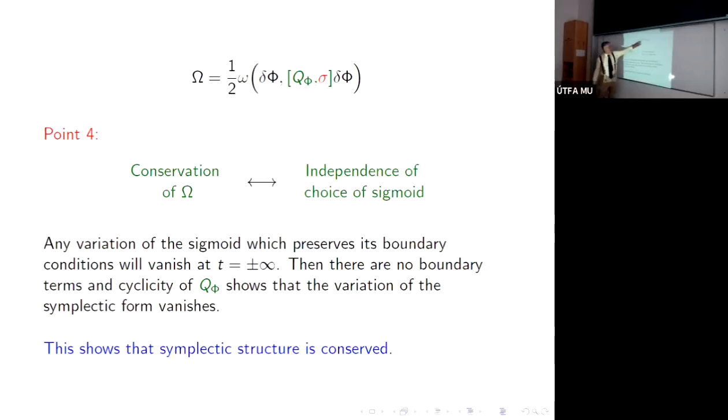That means that Q phi can act on both of the delta phi's to give exactly 0. And that's how you see that this thing is actually independent of the choice of the sigmoid, which is saying the same as being independent of the choice of time slice.